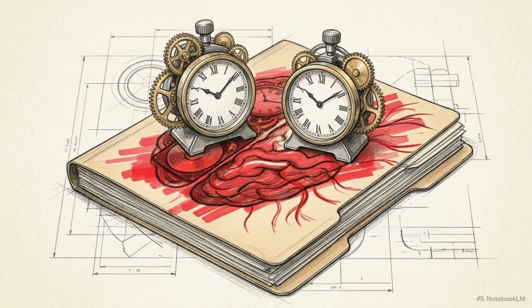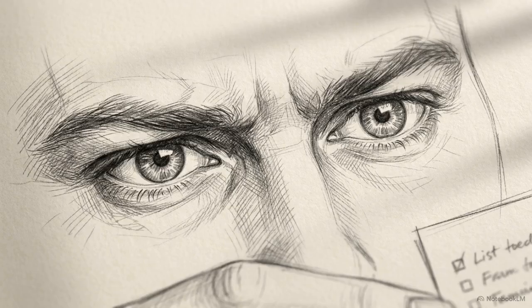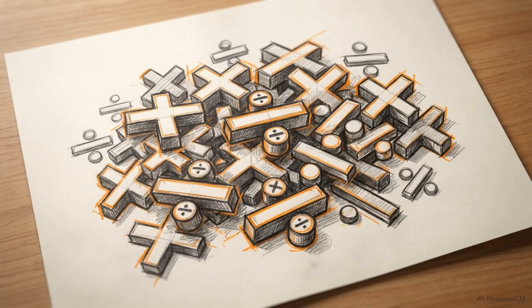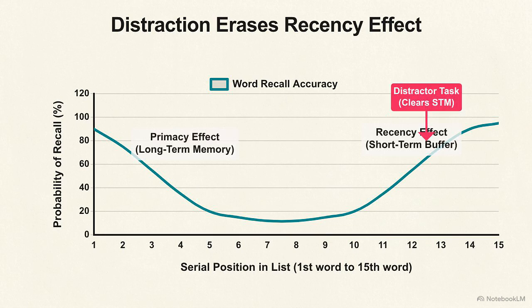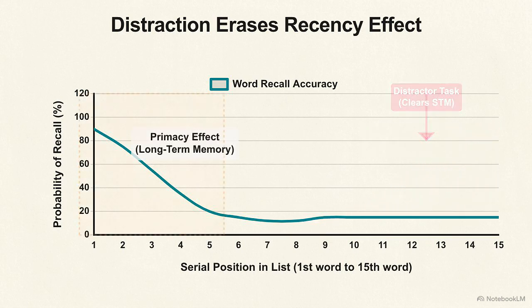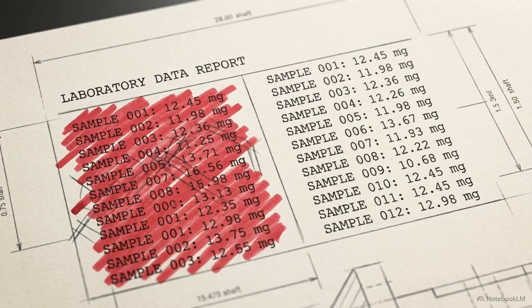To test this separation, researchers Glanzer and Cunitz introduced a definitive stress test. They had participants memorize the list, but before letting them recall the words, they forced them to perform a grueling math distractor task for 30 seconds. The distractor task completely wiped out the recency effect, flatlining the right side of the curve, but the primacy effect on the left remained entirely intact. By destroying one memory type while the other survived, scientists had their proof.